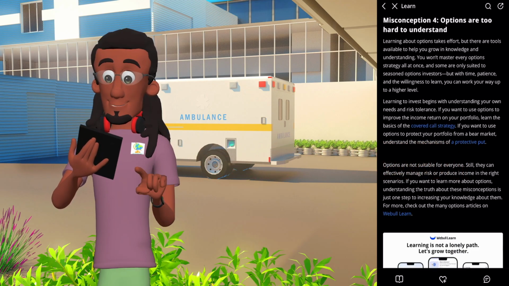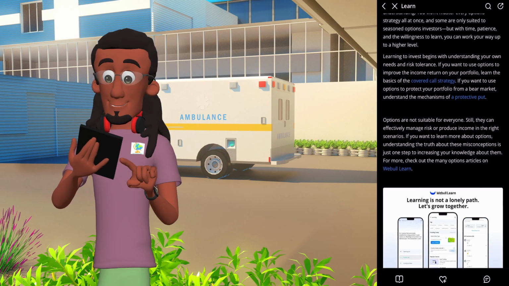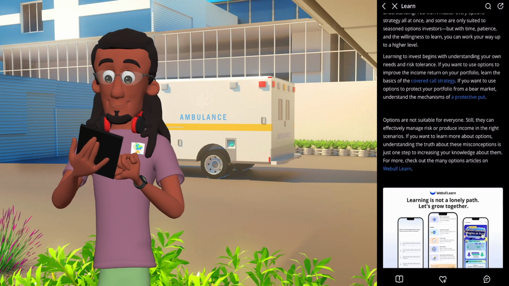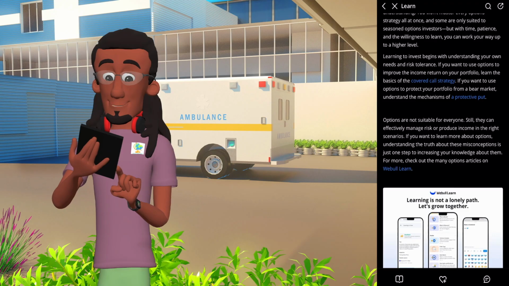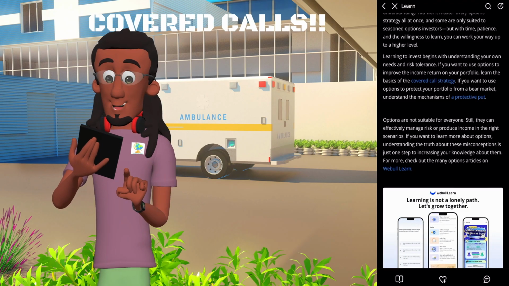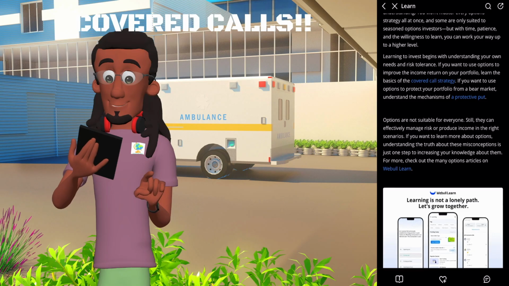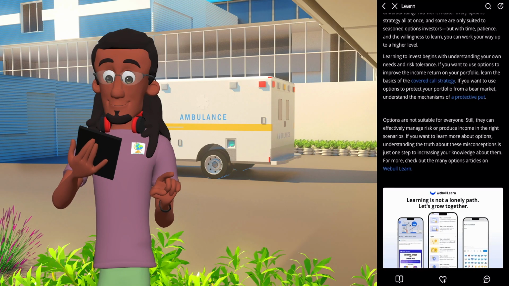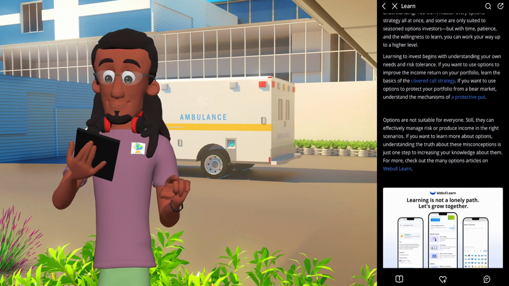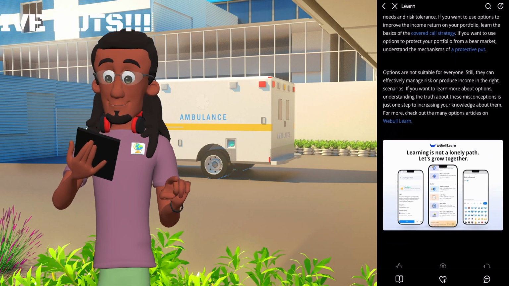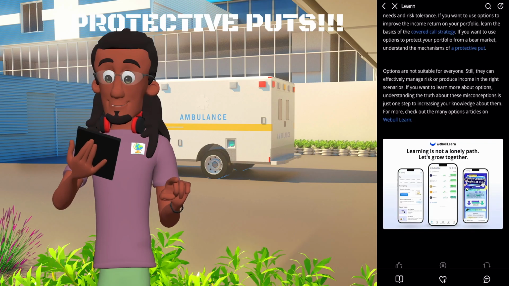Learning to invest begins with understanding your own needs and risk tolerance. If you want to use options to improve the income return on your portfolio, learn the basics of the covered call strategy. If you can't sell covered calls, please step away from the option chain. I repeat, if you cannot sell covered calls, please step away from the options chain. If you want to use options to protect your portfolio from a bear market, understanding the mechanisms of protective puts is going to do wonders for you.